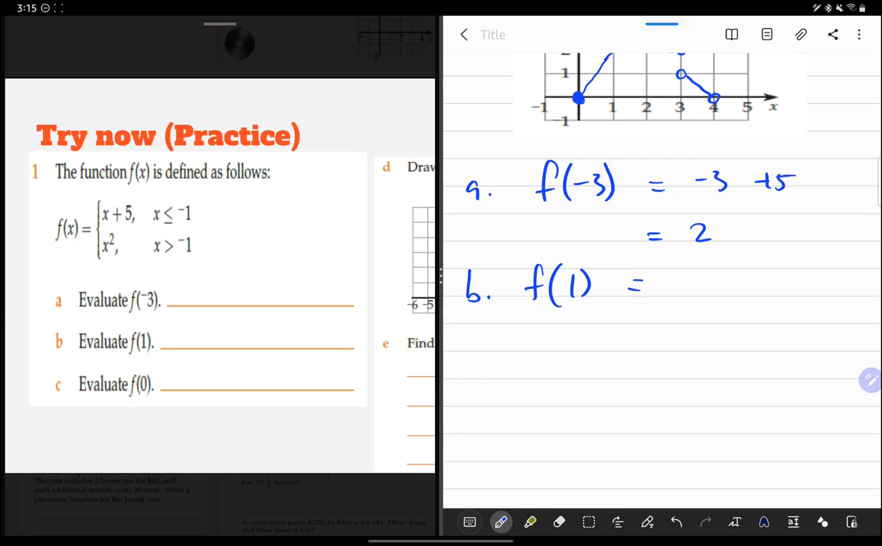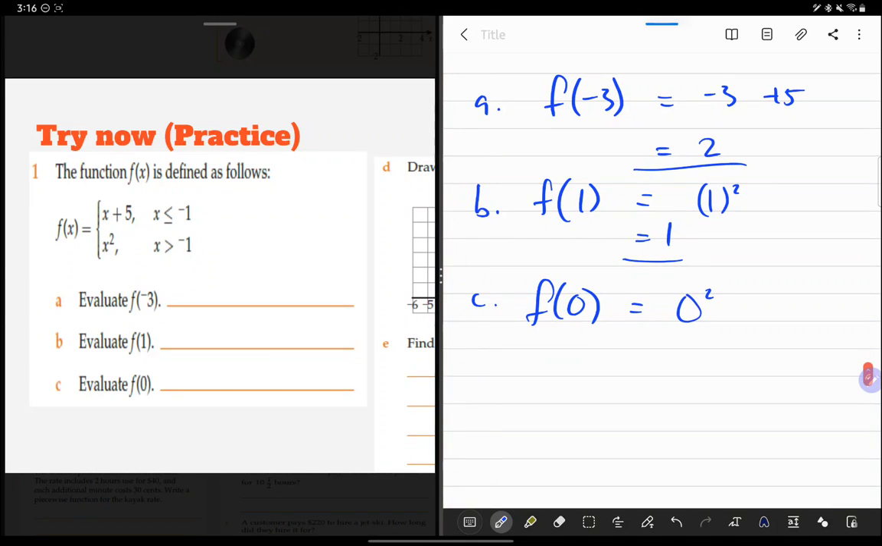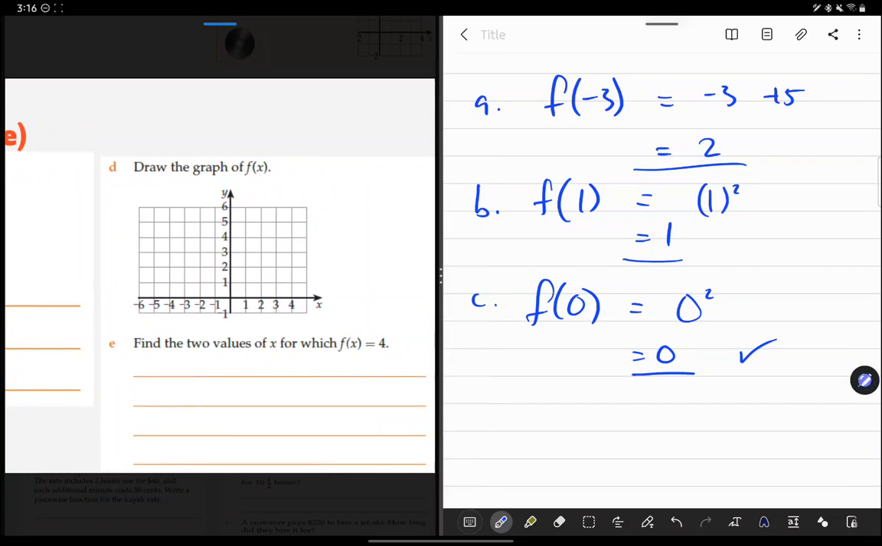That one. When it's exactly 1, we know we use the second one because that's when x is greater than -1. 1's greater than -1. So there we go. Let's try it. We know it should be 1 squared, which is just 1. There you go. C. Evaluate f of 0. Now f of 0, which equation do we use? That is greater than -1. So again, that's greater than -1. So there it is. We use the second equation. If x is 0, it's just 0 squared, which is 0. Boom. That's 3 marks done.